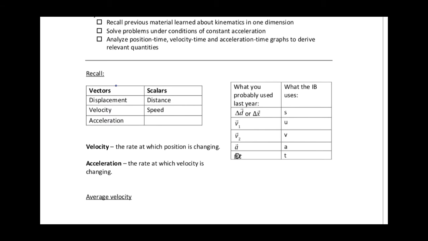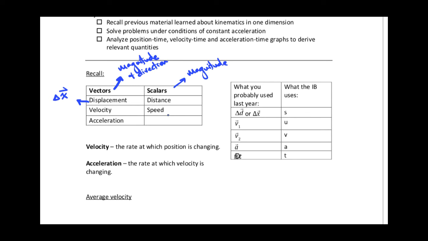So we reviewed that vectors are things with both magnitude and direction. Magnitude meaning the size, and direction, which way they're going. So displacement, which we said was change in position, is a vector, whereas distance is a scalar. A scalar is something that has magnitude only, no direction. And then we spent some time talking about the difference between distance and displacement.